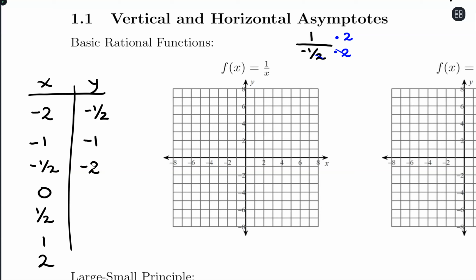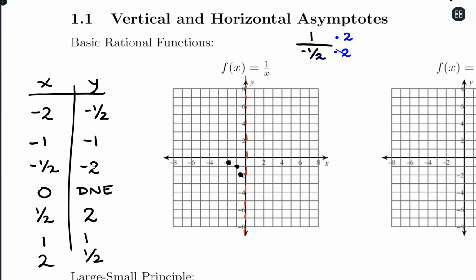If we plug in 0, we're going to run into issues because we cannot plug in 0, so that's going to be does not exist. If I plug in 1/2, that's going to be +2. If I plug in 1, that's going to be +1. If I plug in 2, 1/2. So let's start plotting these points here. So -2, -1/2; -1, -1; and -1/2, -2. And then 0 is undefined, and that is where our vertical asymptote is.